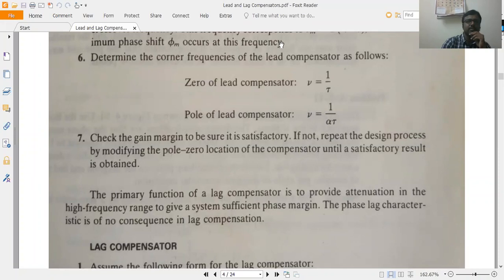From the gain crossover frequency, we determine the zero of the lead compensator at ω equal to 1 by tau and the pole of the lead compensator at ω equal to 1 by alpha tau. Okay, so in this way we have to design the lead compensator.